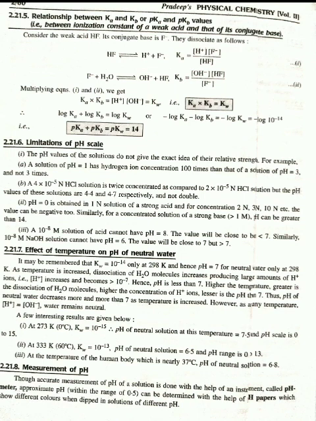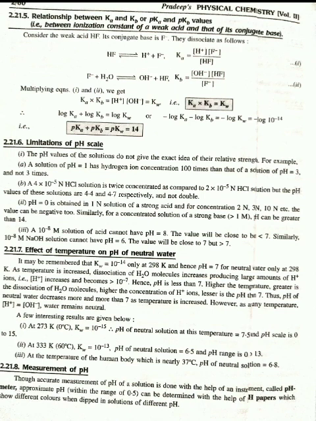A few interesting results are given below. First, at 273 Kelvin, Kw = 10^-15. Therefore, pH of neutral solution at this temperature is 7.5 and the pH scale is 0 to 15. Second, at 333 Kelvin, Kw = 10^-13. The pH of neutral solution is 6.5, and the pH range is 0 to 13. Third, at the temperature of the human body, which is nearly 37 degrees Celsius, the pH of neutral solution is 6.8.